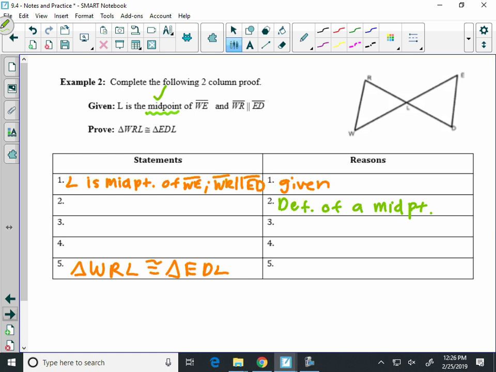So now, it's stating that WR is parallel to ED. I'm going to mark it with arrows. That doesn't mean they're congruent. It means they're parallel.